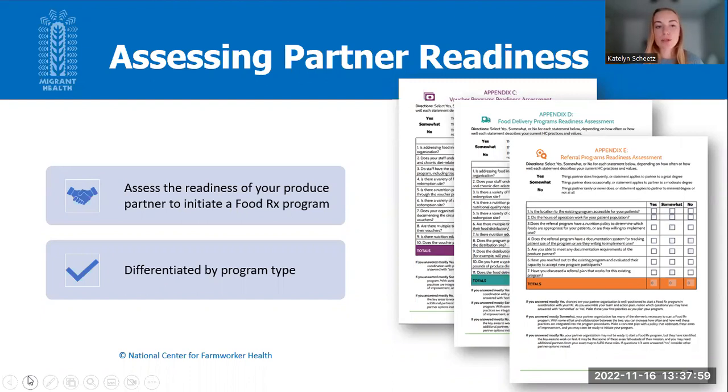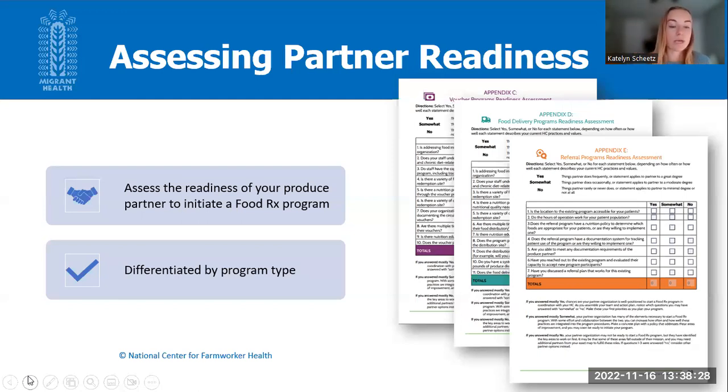Okay, so next we have assessing partner readiness. Once you've identified one or a few potential produce partners, you'll want to assess the readiness of this partner organization to initiate a Food Rx program. Not all organizations are going to be a suitable match for this type of endeavor, and the assessment will help to show you where the gaps are that need to be addressed before starting your program.